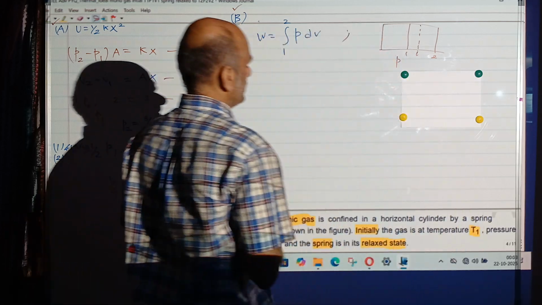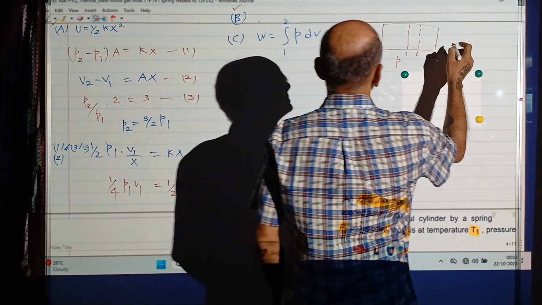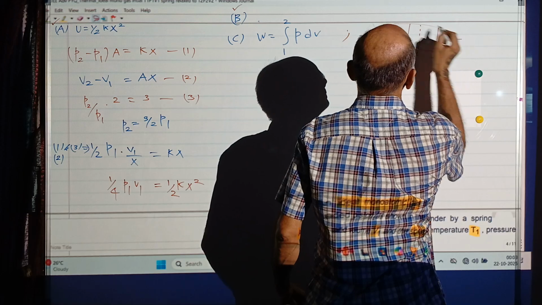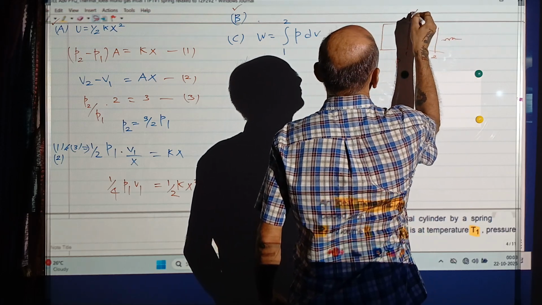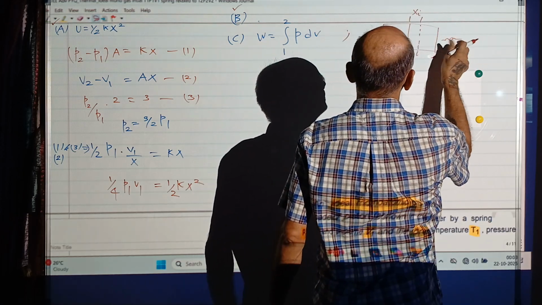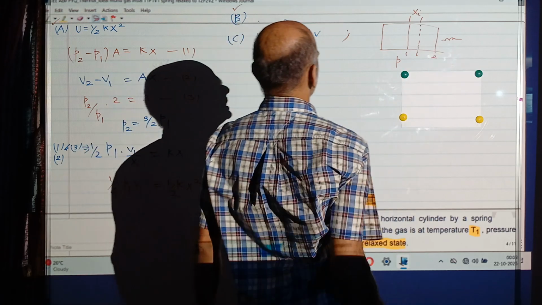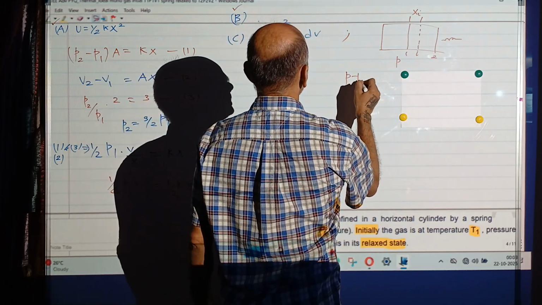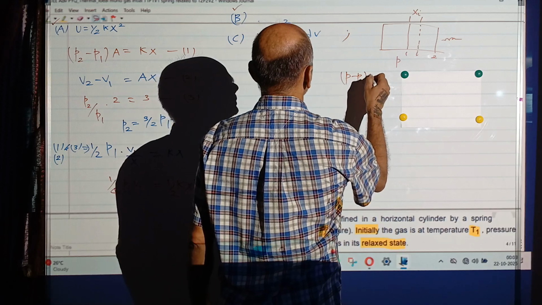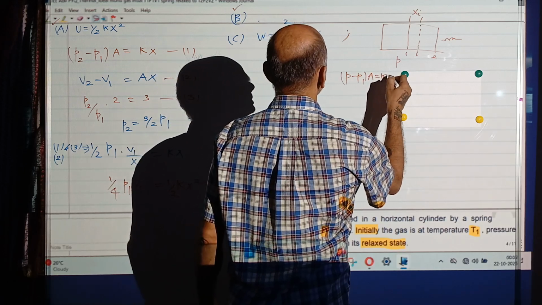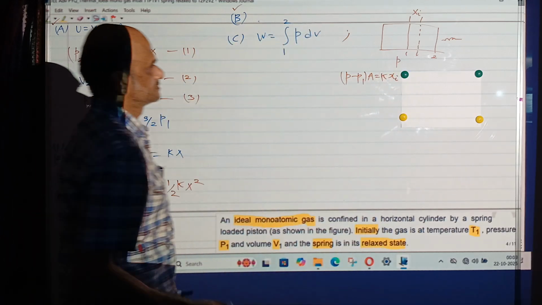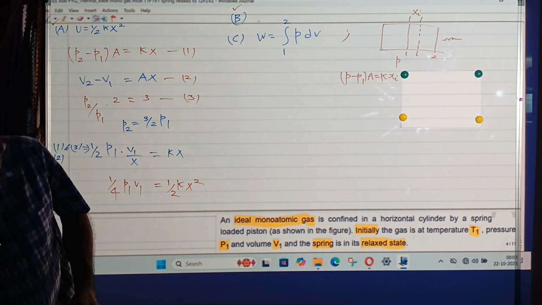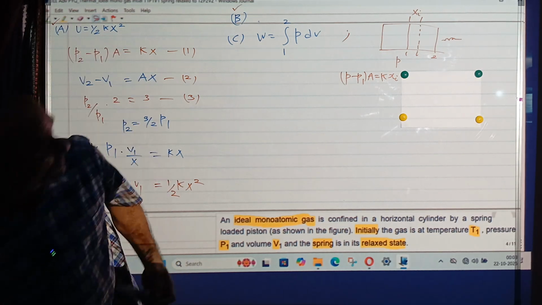So this pressure is balanced and the spring will get compressed by an amount. If this movement is xi, this spring will get compressed by xi. So the spring force will be K into xi. So at this intermediate state, the increase in pressure, P minus the initial pressure, into A is balanced by the spring force K into xi. So from this I'll get an important result.